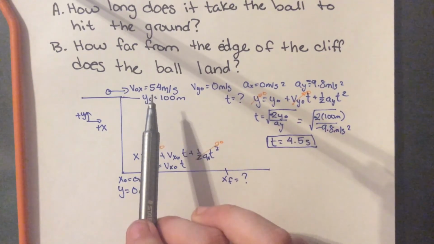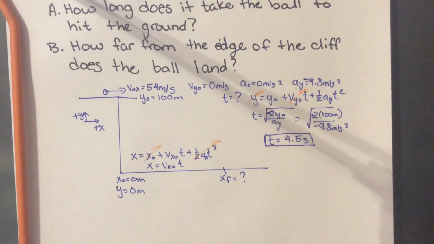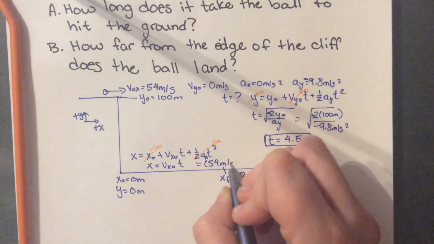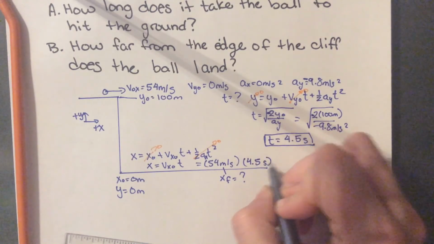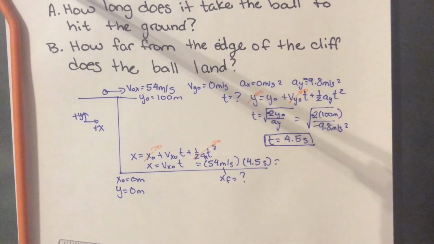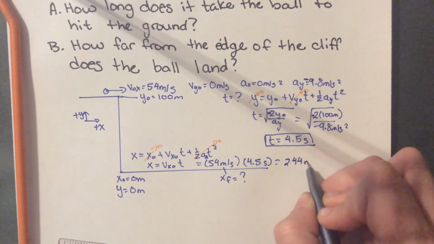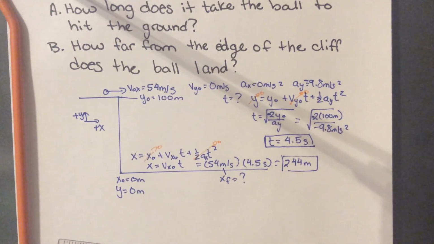So we're going to go ahead and multiply our 54 meters per second by our 4.5 seconds. However, you should be using the unrounded number for this particular problem. And when I use the unrounded number, I get 244 meters. So it does land 244 meters from the edge of the building or the edge of the cliff.